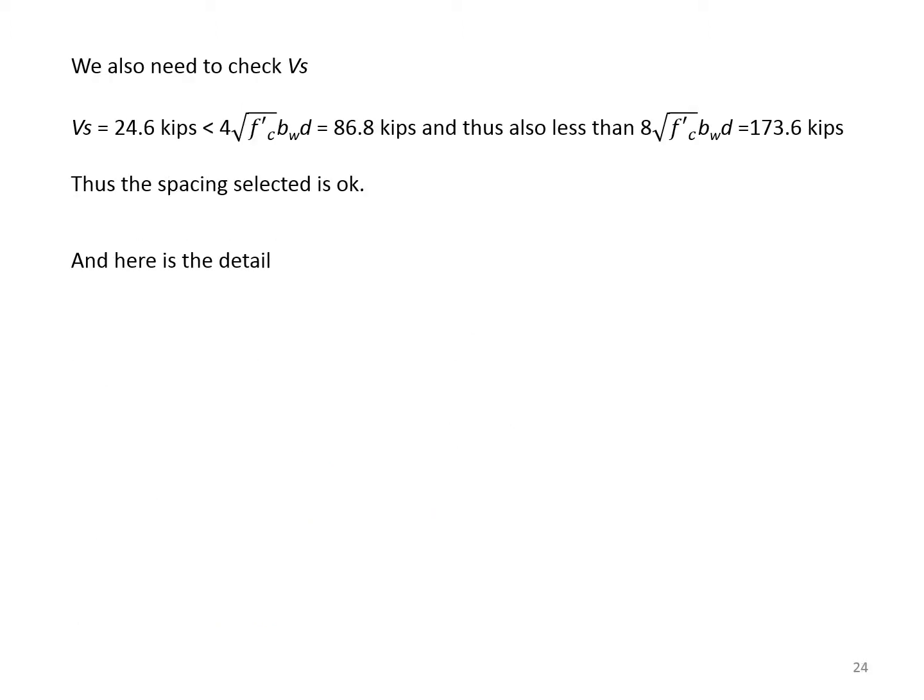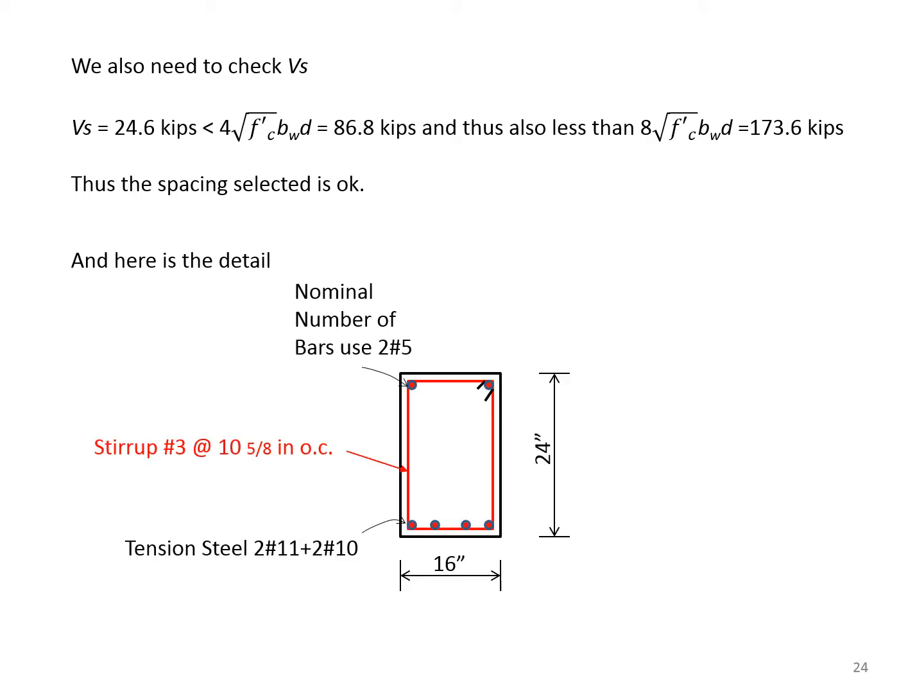We also need to check Vs. Vs is equal to 24.6 kips, which is certainly less than 4 square root of f prime sub C BWD, which is 86.8, and that means it is not exceeding 8 square root of f prime sub C BWD. Therefore, the spacing we selected is okay. And here is a detail.